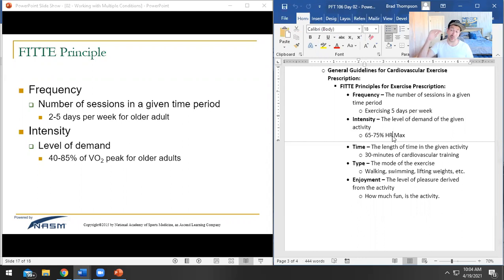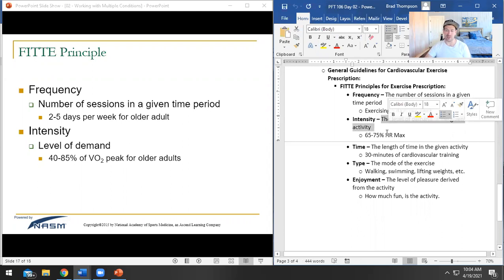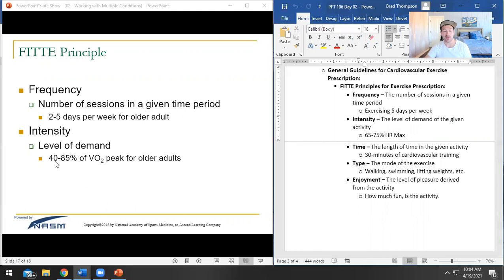If the intensity is really, really high, you can't do high intensity every single day. So if intensity is high, frequency is going to be a little bit lower. Intensity, the level of demand of the activity, right? So maybe it's 65 to 75% of your heart rate max, or maybe it's 40 to 85% of your VO2 max if you're doing a VO2 version, right?